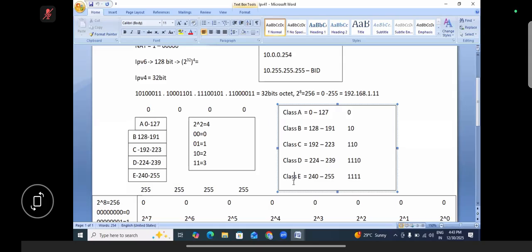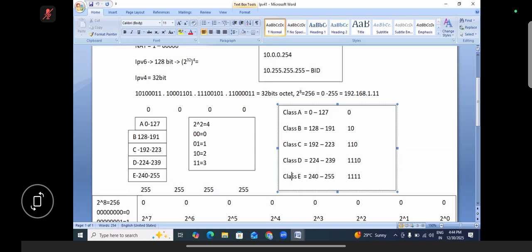Now, why are we not going to bother about class D and class E? Class D is reserved for multicasting. Class E is reserved for R&D purpose, research and development purpose. We are going to bother only about LAN and WAN. So A, B, C are reserved for LAN and WAN, and only we are going to manage LAN and WAN. Got it, guys? I hope you're clear.